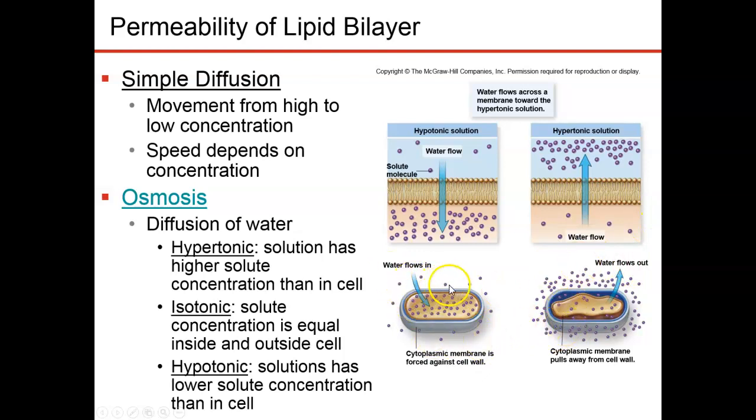If you have no cell wall, the cell will crenate. It just shrivels up and dehydrates. If you have no cell wall and you're in a hypotonic solution, fluids rush in at such a rate that the cell ends up bursting or lysing open.